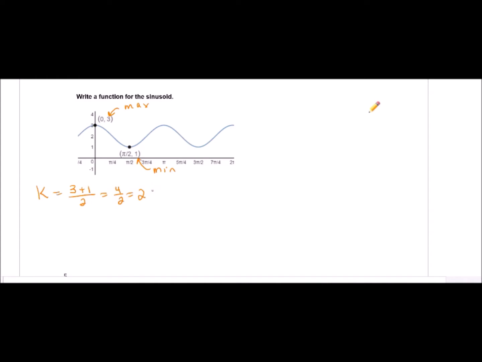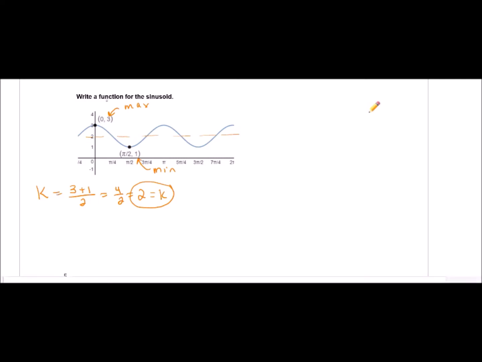Now, given that I can calculate a k equals 2, some of you can probably look at it and say, oh, that's the middle of the graph right there. I can see that the maximums and minimums are the same distance away from that line. That is perfectly okay. You do not have to use the formula to calculate k. Okay, let's see, is it sine or cosine?